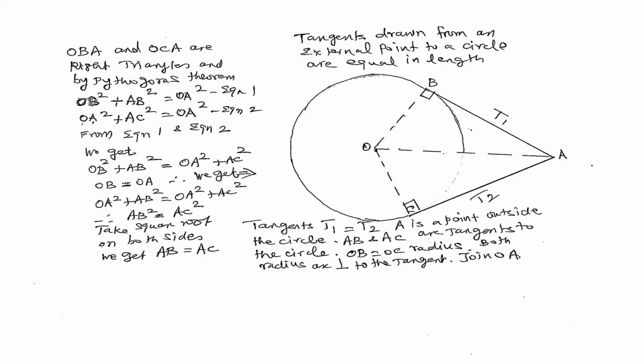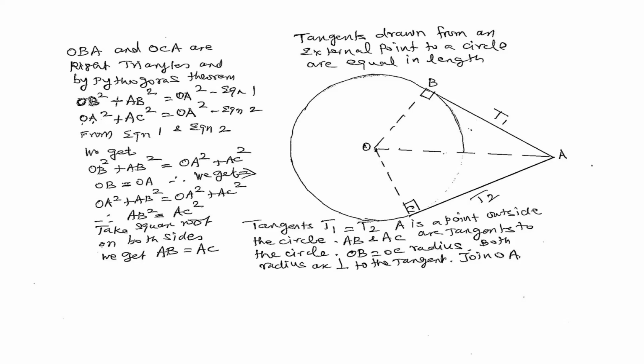Also, OC squared plus AC squared is equal to OA squared by equation 2. From equation 1 and equation 2, we get OB squared plus AB squared is equal to OC squared plus AC squared. Since OB is equal to OC, AB squared is equal to AC squared. Take the square root on both sides, we get AB is equal to AC. Therefore, tangent 1 is equal to tangent 2.